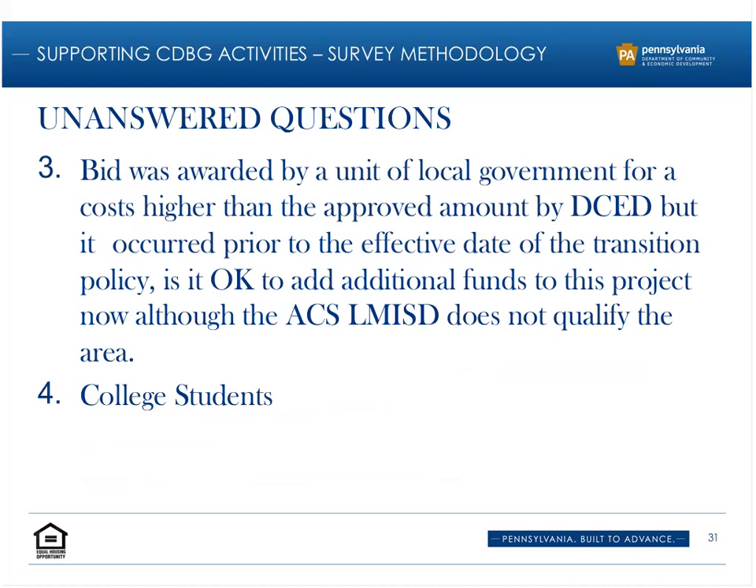We've had several questions on bids being awarded by local governments at a cost higher than what was approved by DCED. In this particular example, the community had awarded the bid at a higher price, but unfortunately did not come in for a revision to that activity prior to July 1st. We're seeking to request HUD to allow those, but we are not certain this question is in for HUD at this point.